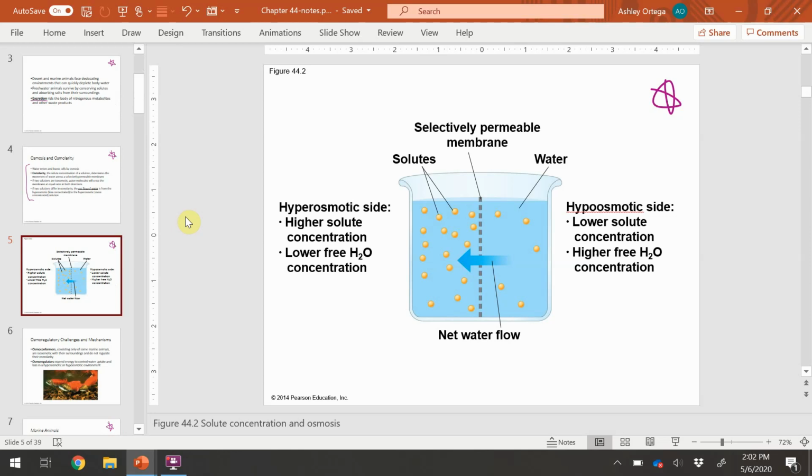Isoosmotic means the solutions are the same. Hypo means there's more water in the solution. And then hyper means there's less water in the solution.